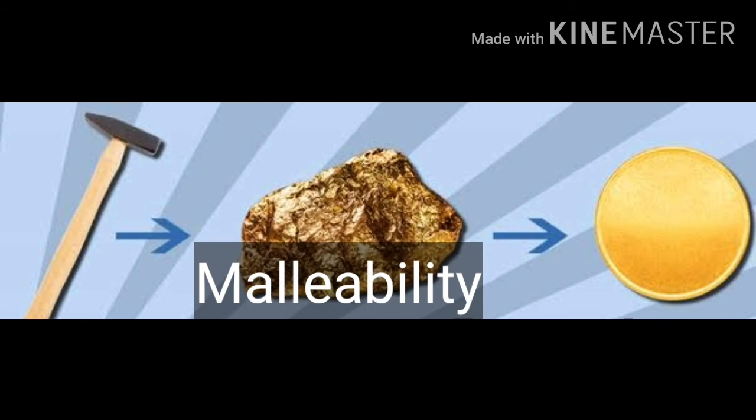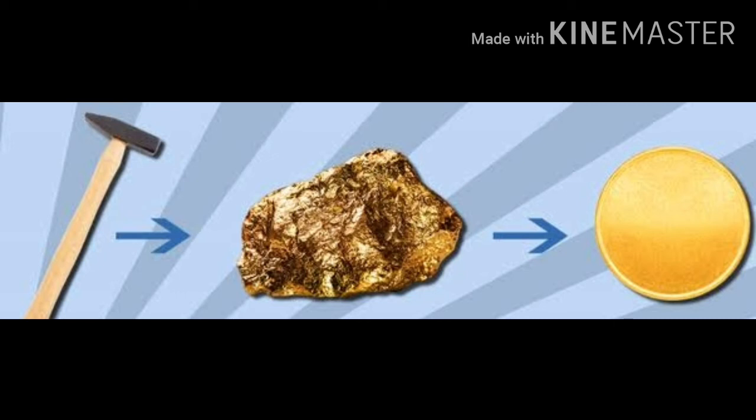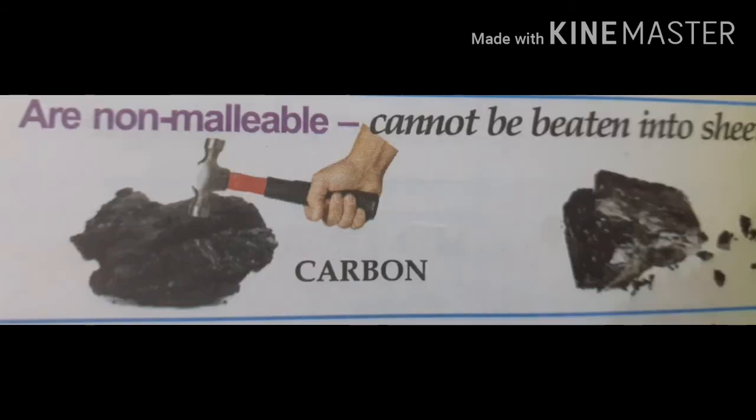Now next is malleability. Malleability is the property of a substance to be converted into a thin sheet, like gold. Gold can be converted into a thin sheet. Aluminum has similar properties, like aluminum foil and aluminum sheet. Aluminum is a metal which has a high tendency to be malleable. On the other hand, non-metals are non-malleable in nature. They cannot be beaten into thin sheets. Like carbon, when we beat carbon, it is converted into powder form.